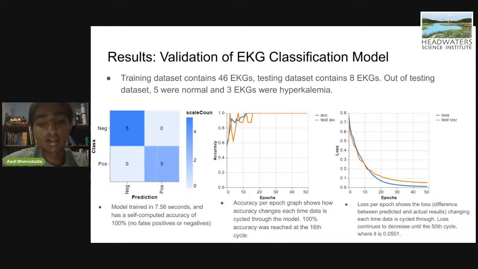You can see that the top right corner and bottom left corner are both 0. Then the next graph in the middle is the accuracy per epoch graph, and that's showing how the accuracy changes each time the data is cycled through the model. So 100% accuracy was reached at about the 16th cycle during the training of the model. And then the final graph is the loss per epoch graph, and that shows the loss, or the difference between the predicted and actual results, changing each time the data is cycled through. So loss will continue to decrease until the 50th cycle, where it is 0.0501, which is very low loss, which is good.